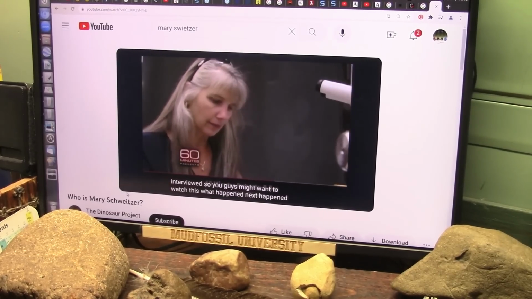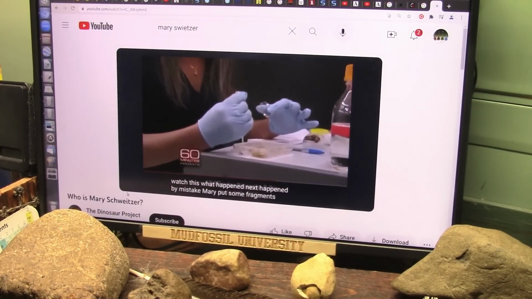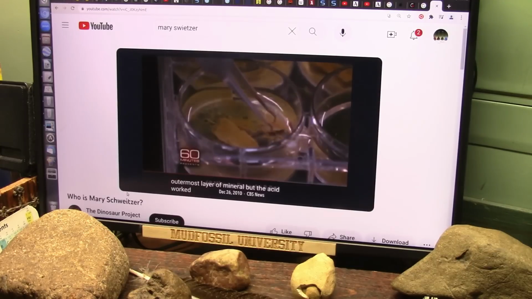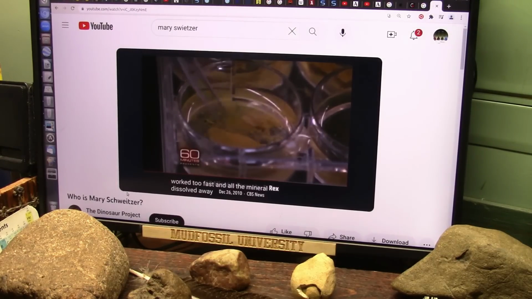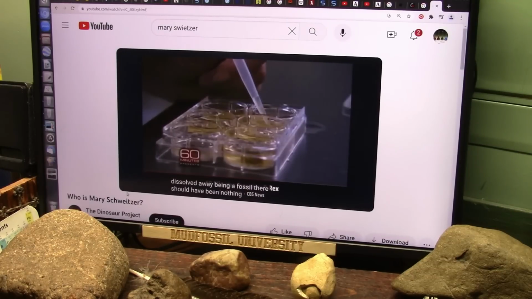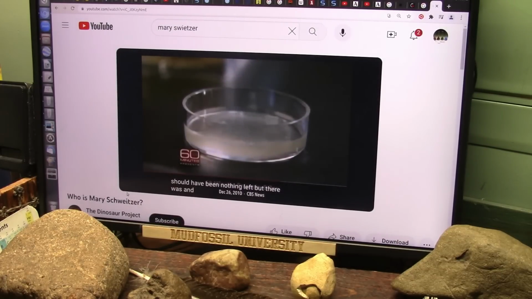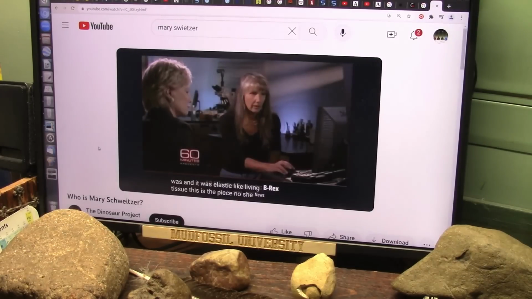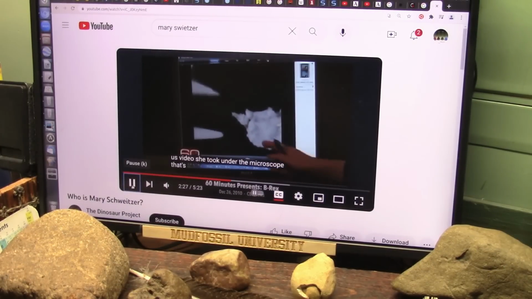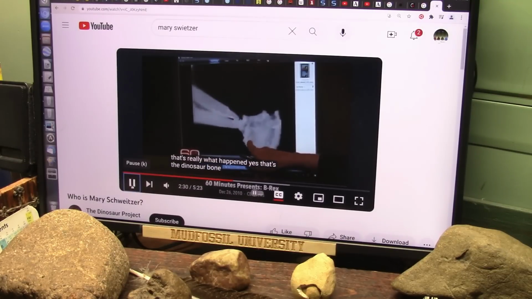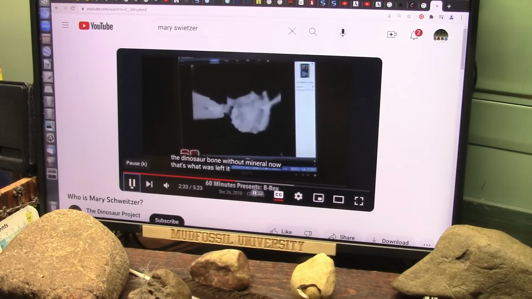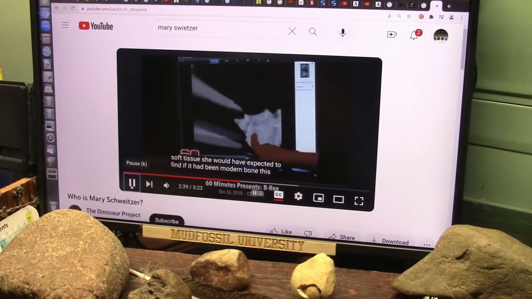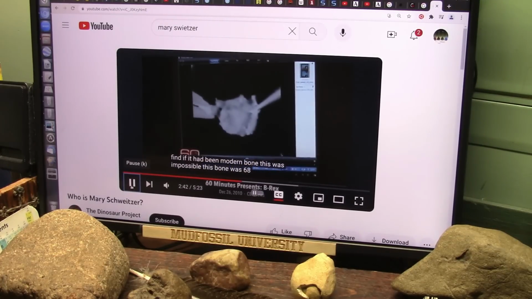What happened next happened by mistake. Mary put some fragments of the bone in acid to dissolve away the outermost layer of mineral. But the acid worked too fast, and all the mineral dissolved away. Being a fossil, there should have been nothing left. But there was, and it was elastic, like living tissue. This is the piece. No. She showed us video she took under the microscope. That's really what happened? Yes. That's the dinosaur bone? Without mineral now. That's what was left. It looked like the soft tissue she would have expected to find if it had been modern bone. This was impossible. This bone was 68 million years old.